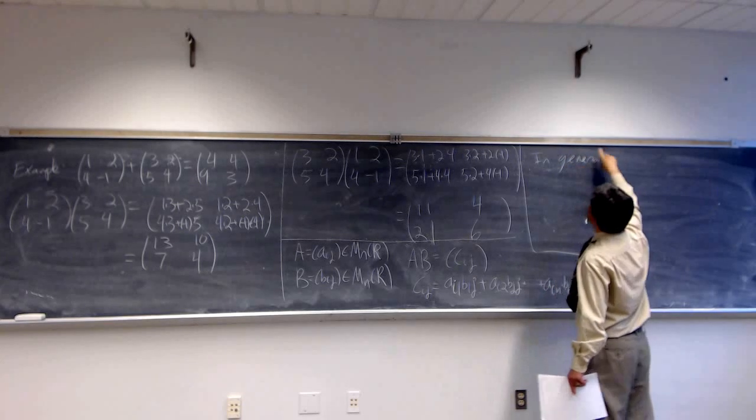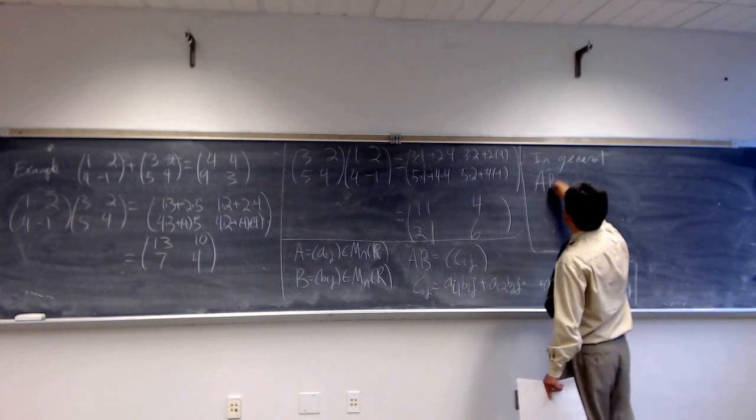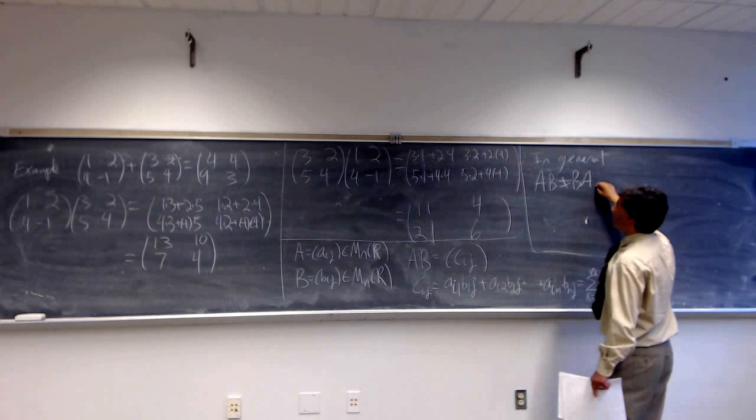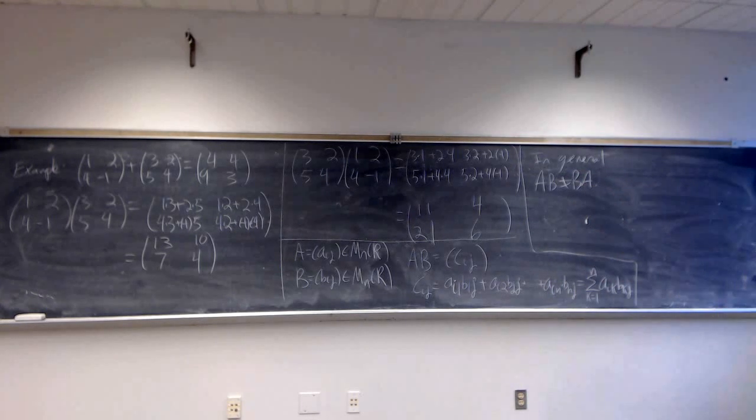And in general, AB is not equal to BA. So as objects, that's one way that matrices differ significantly from numbers.